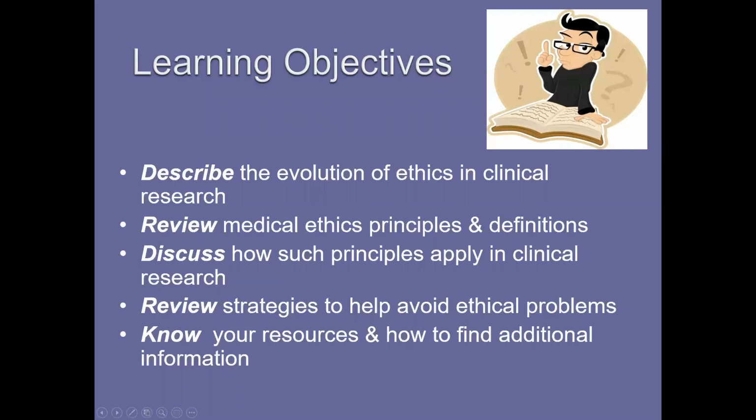Some of the specific learning objectives we'll focus on are: describe the evolution of ethics in clinical research, and review the medical ethical principles and definitions, pretty much what you would find if you opened up most any medical ethics textbook. The principles and definitions that would appear in them irrespective of the discipline that you were in. So we'll cover that broadly. Then we're going to look at how they apply in clinical research. We'll review some of the strategies to help avoid ethical problems and pitfalls, and furnish you with additional resources on how to find additional information if you're interested in drilling down more on these topics.